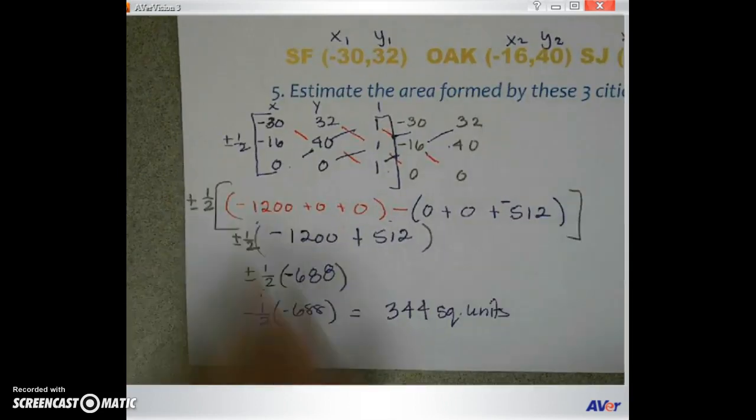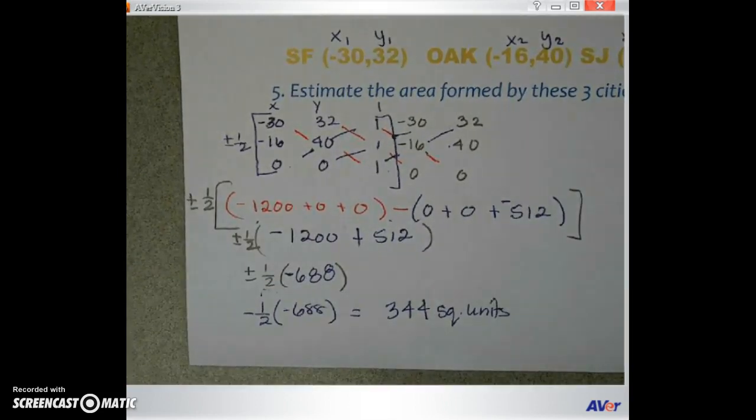And now you can see what I've written. Thank you very much. That was the determinant and the area of a triangle.